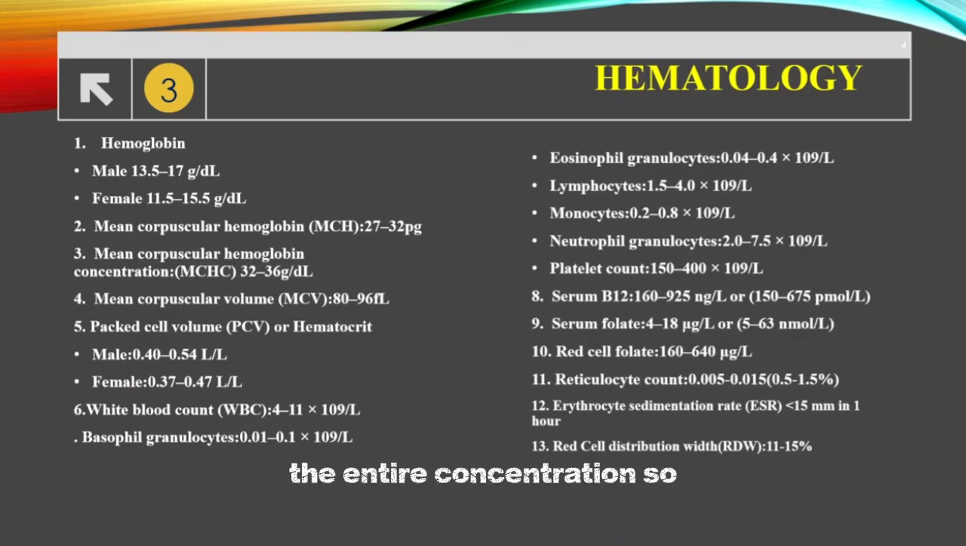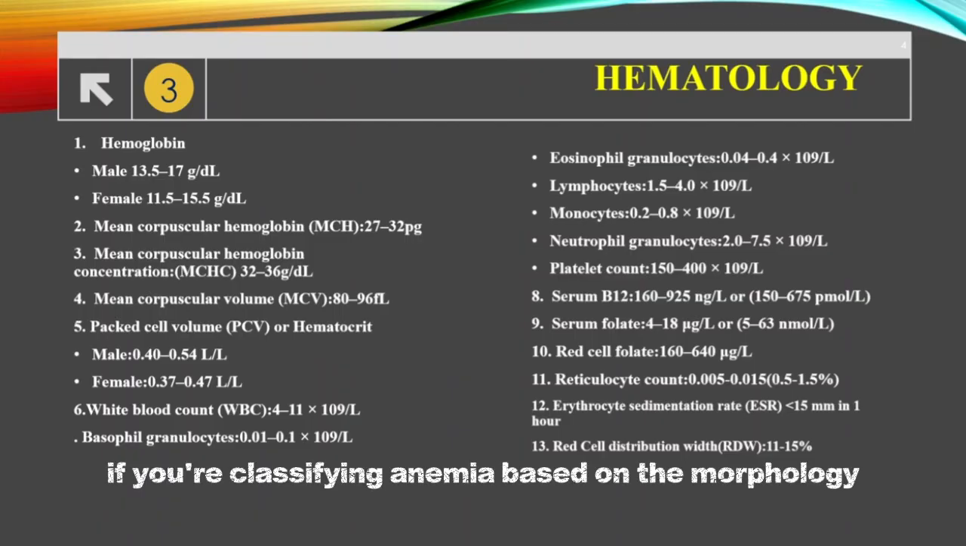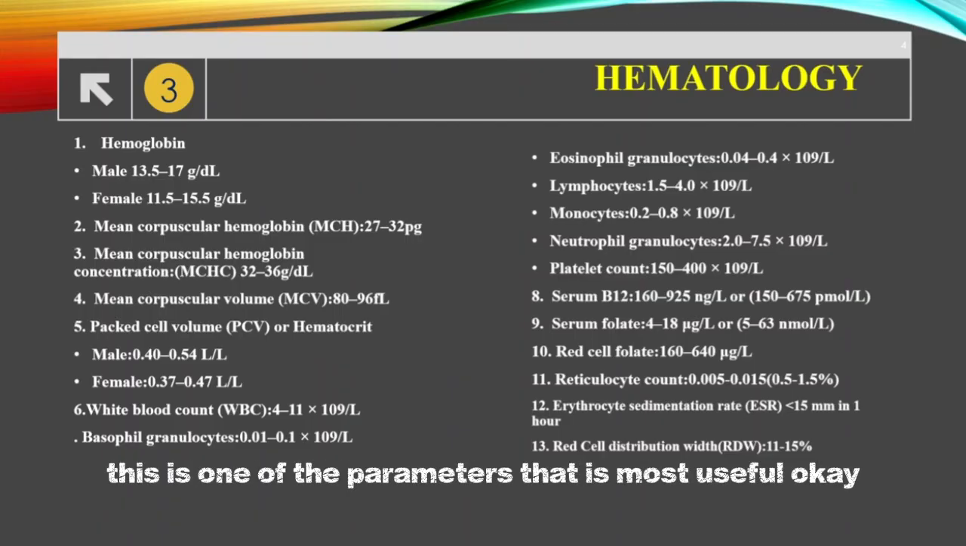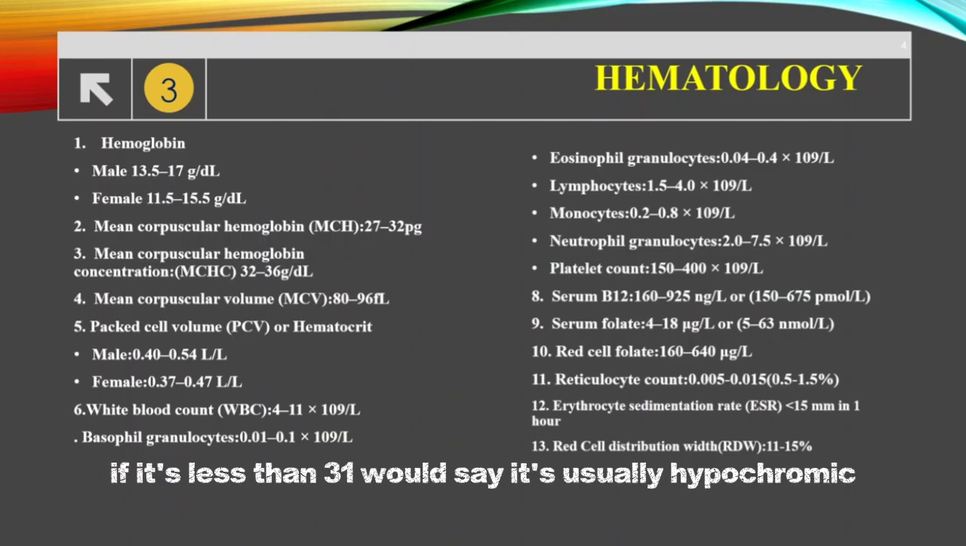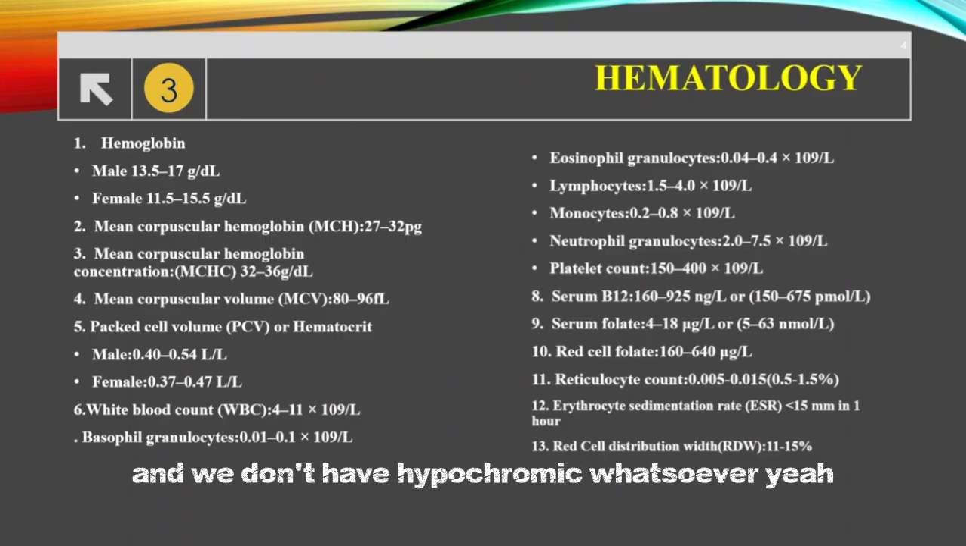I think this one is better when it comes to classifying anemia based on morphology. There are a lot of classifications, by the way, but if you're classifying anemia based on morphology, this is one of the most useful parameters. If it's less than 31, we'll say it's usually hypochromic. If it's between 32 and 36, it's normochromic, and we don't have hyperchromic whatsoever.